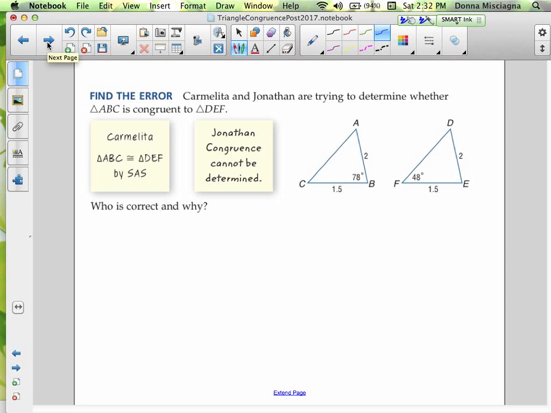Carmelita and Jonathan are trying to determine whether triangle ABC is congruent to triangle DEF. All right, so over here, let's take a look at the first triangle. We have side AB. Actually, since my line is so crooked, I'm just going to do that. Side AB congruent to side DE. That's good. We have side CB congruent to side FE. That's good.